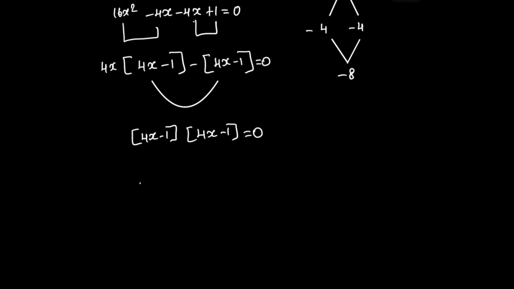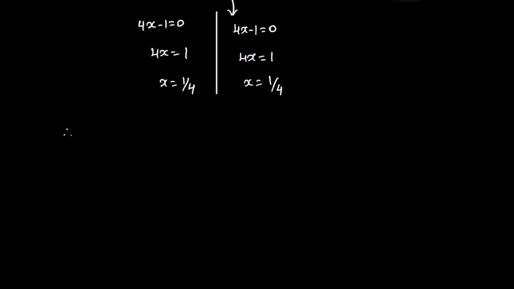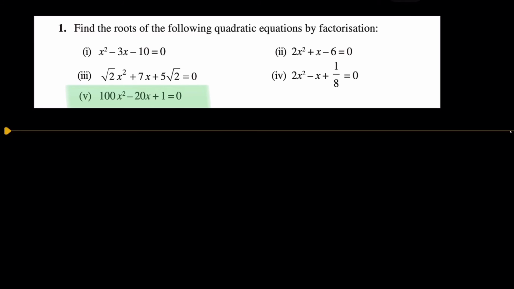Then for the value of x, just equate to 0. 4x minus 1 is equal to 0 and 4x is equal to 1. x is equal to 1 by 4. So this part is also the same. Then the roots are 1 by 4 and 1 by 4. Option 5.